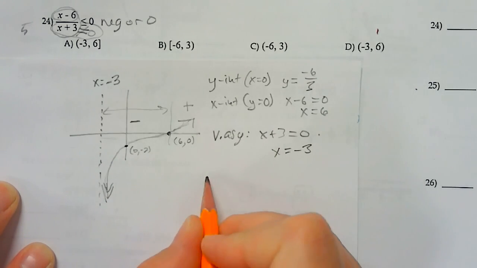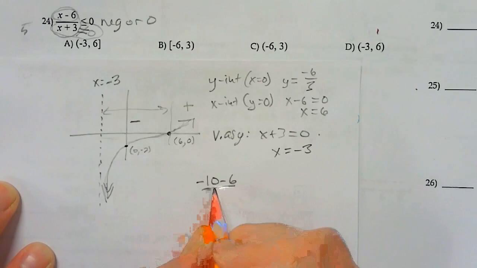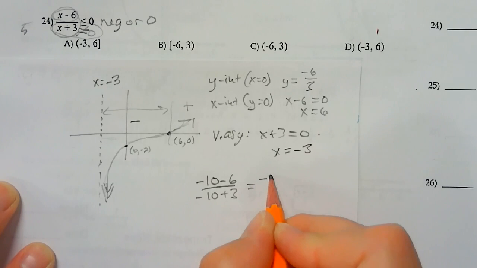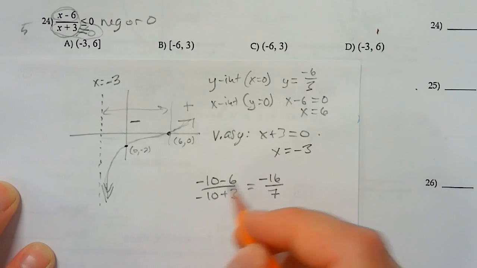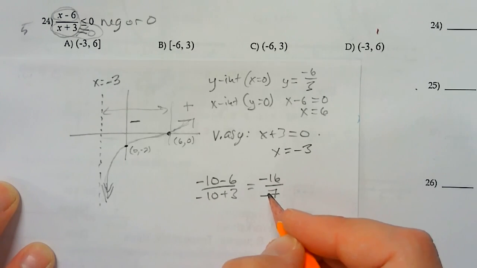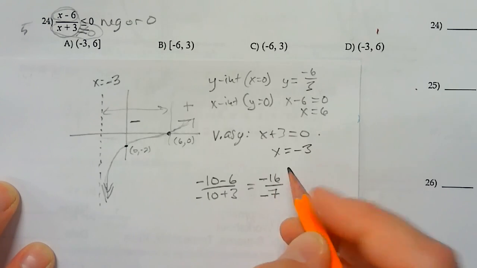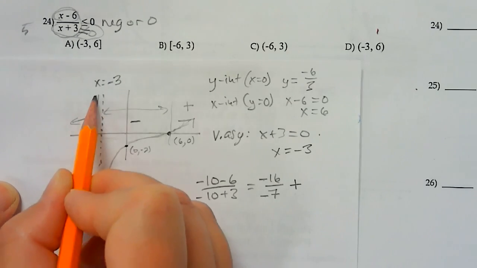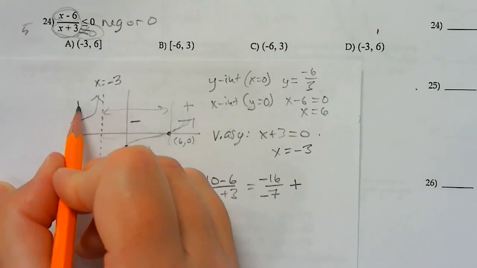So I'm going to test a point and find out when x is -10, -10 minus 6 over -10 plus 3 is going to equal -16 over 7, right? Oh, no, -7. So negative divided by a negative is positive. So I'm going to be up here. So it's going to do something like this. And yeah, so I've just established it's positive here.